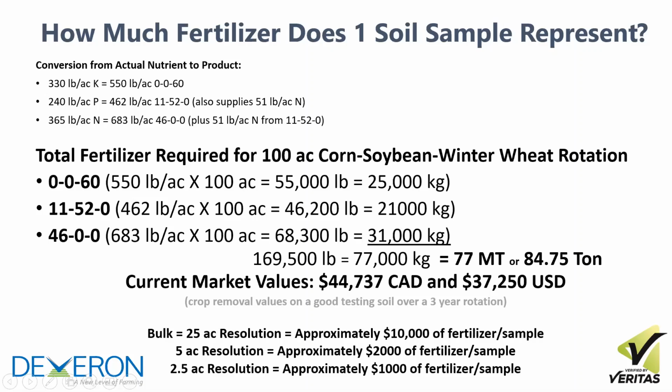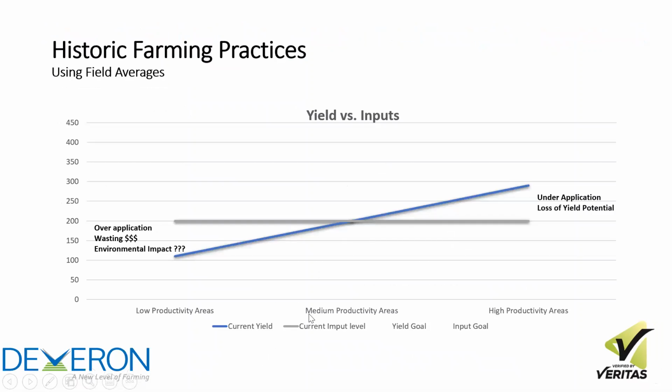As we increase resolution, we can see we start to really tighten up that risk factor and how much fertilizer is in jeopardy based on the resolution we're sampling. So when we think about current or historic farming practices, and current in some places too, where we're applying straight rates to a field: if we're looking at a 200 bushel corn crop on this line and we're applying all of our nutrients at that 200 bushel level, we're only applying properly to a small percentage, our medium productive areas, the average areas in the field.